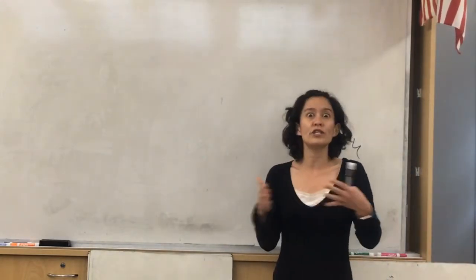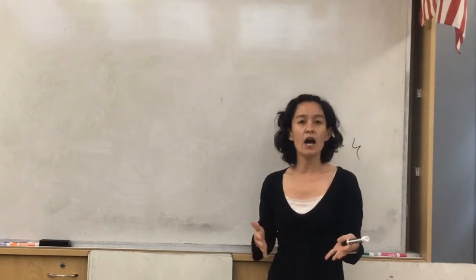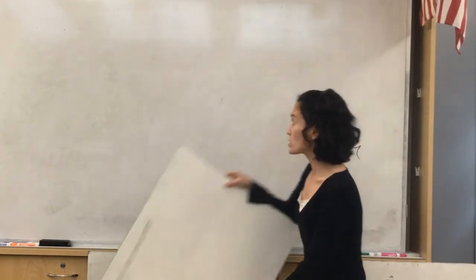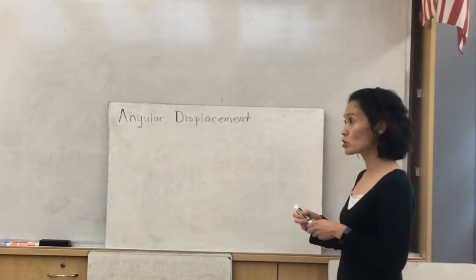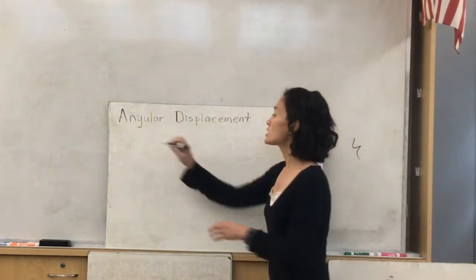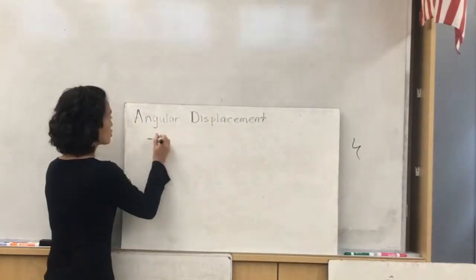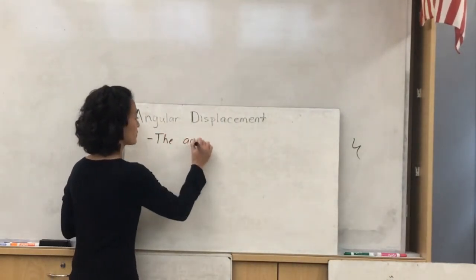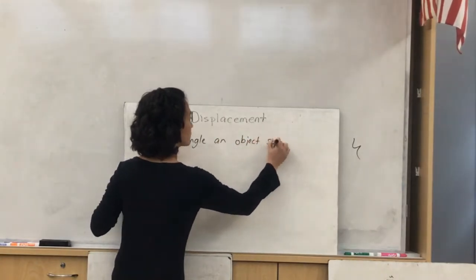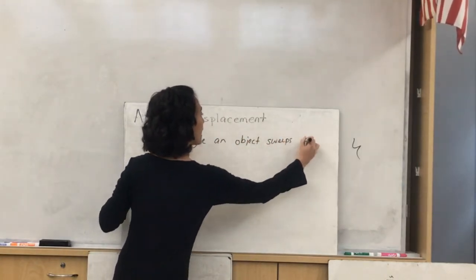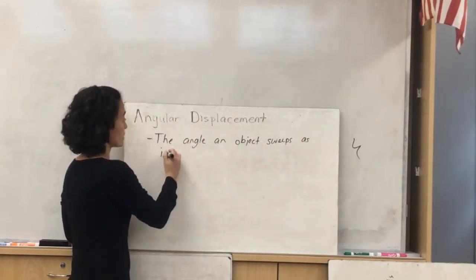With this concept of angular quantities, we're going to take a look again at all the different quantities we've looked at so far. The first thing we studied was motion, and that was this idea of displacement. So angular displacement is just the angle an object sweeps as it moves, as it rotates.